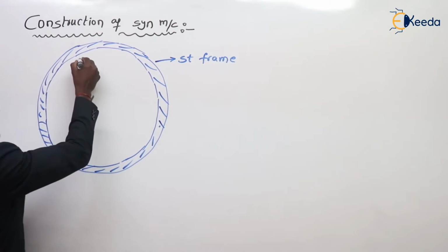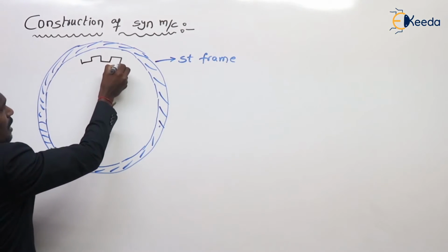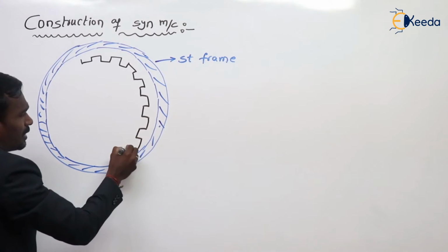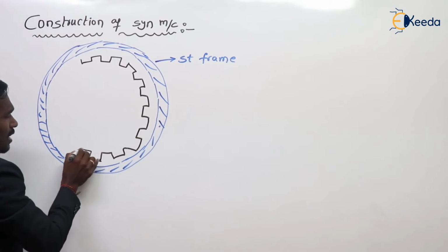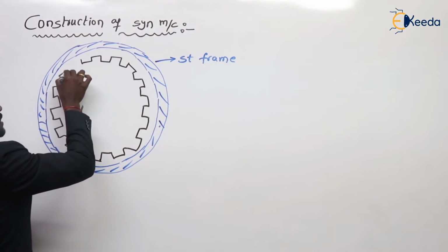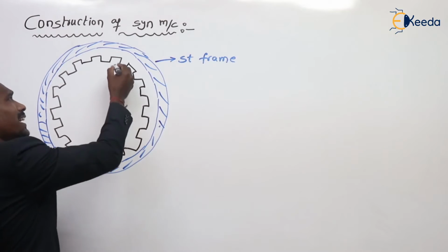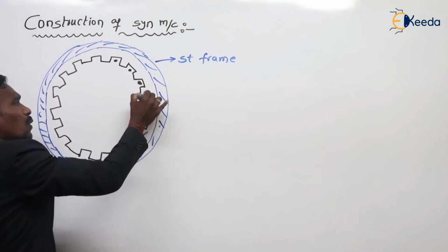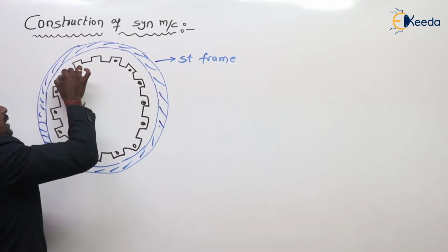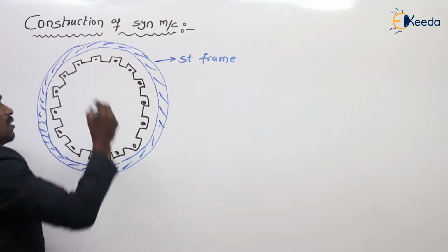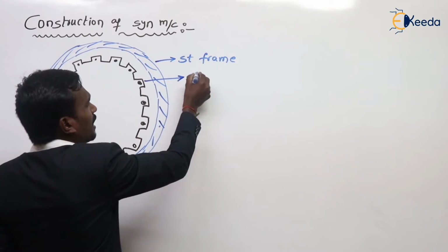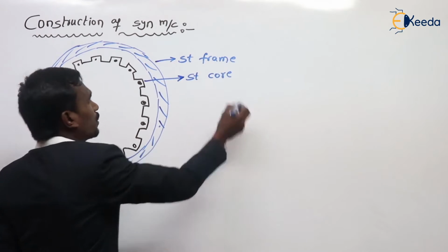The stator frame contains the stator winding and stator slots. This is my slots of stator. These are the stator slots. The stator slots contain the stator winding. We are placing the winding in these slots. So the first one is the stator frame, and the second one is the stator core.